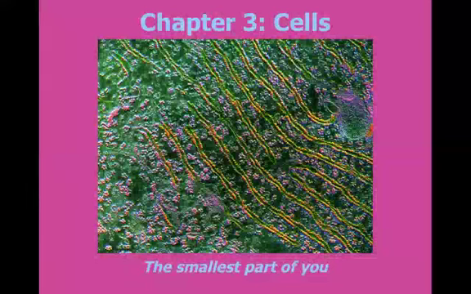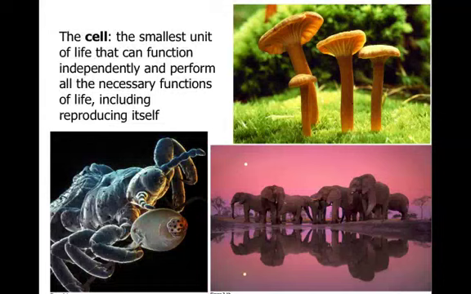Alright, so now we are on to Chapter 3. We are going to talk about cells, which are the very smallest living thing, the smallest part of you. So the cell is the smallest unit of life that can function independently and perform all the necessary functions of life, including reproducing itself.